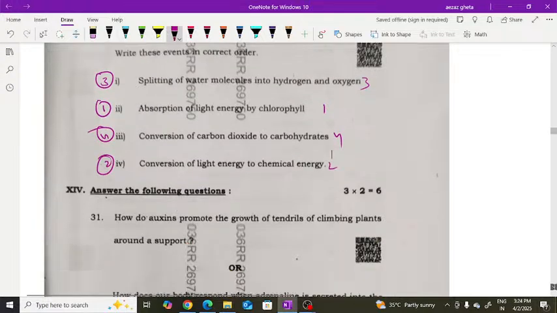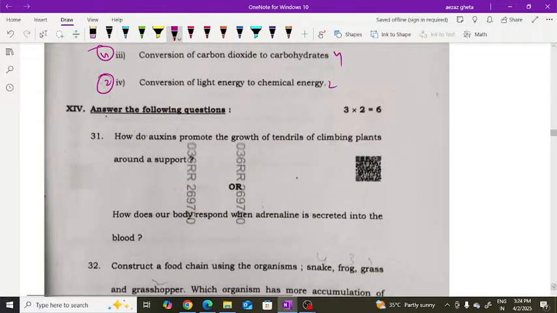How do auxins promote the growth of a tendril of a climbing plant around a support? I think you did not write that. How does our body respond when adrenaline is secreted into the blood? Our heartbeat increases and our blood pressure also increases, and the blood supply to the parts which require it increases. For example, if we have to run, blood supply to the muscles increases.